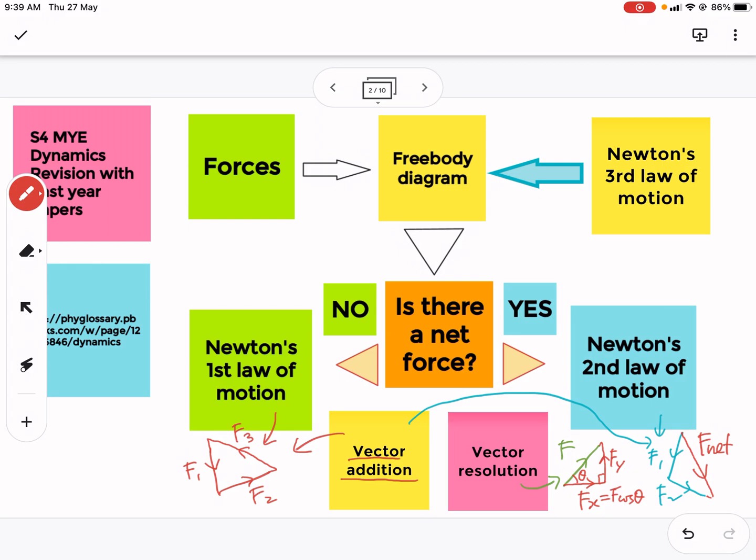So vector resolution will be very helpful when we need to analyze along two perpendicular directions.